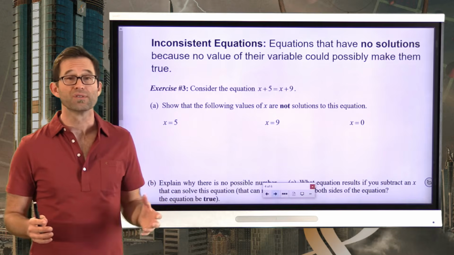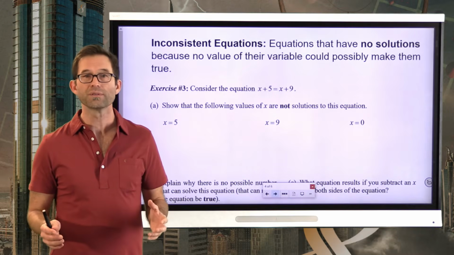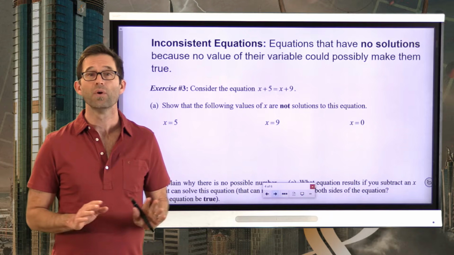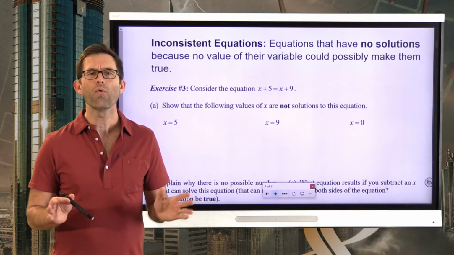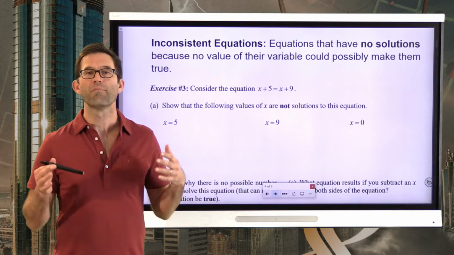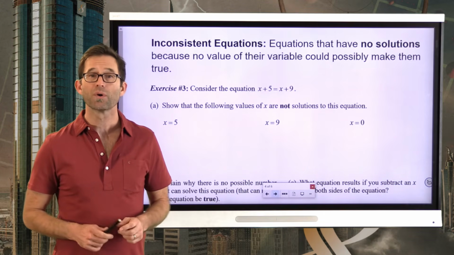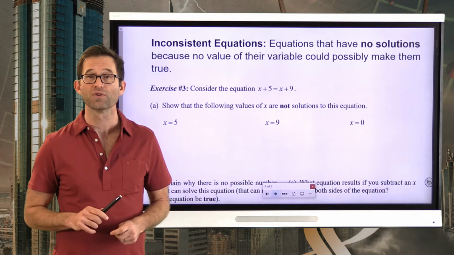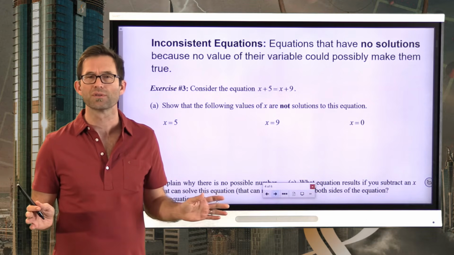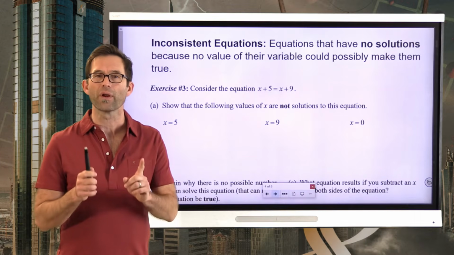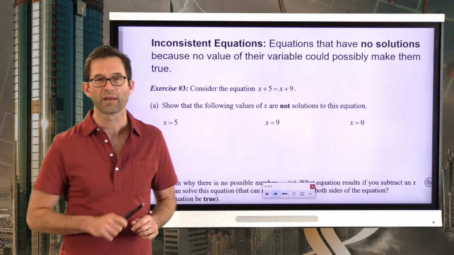If we have equations that have an infinite number of solutions, called identities, then there are also equations that have no solutions, that have no values of the variable that could possibly make them true. Those are called inconsistent equations, equations that have no solutions at all. So let's begin by looking at a very, very simple example of that in exercise number 3.